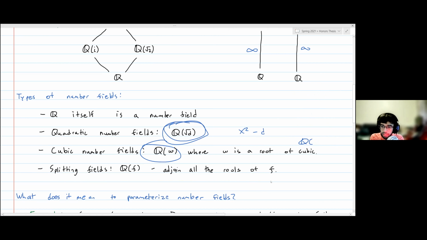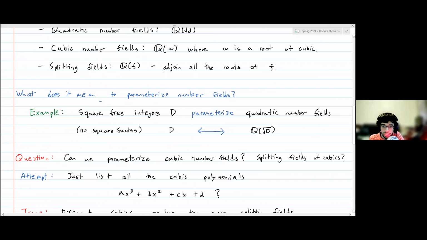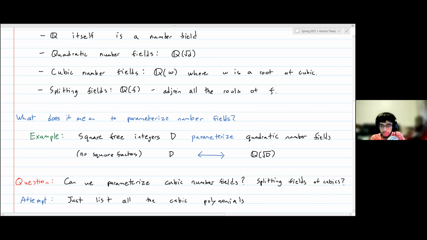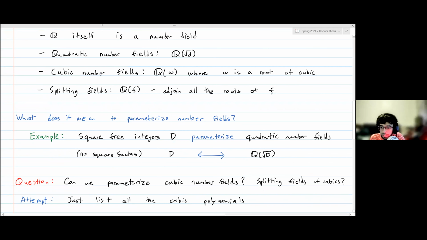Okay, so those are different types of number fields. And what does it mean to parameterize number fields? The square-free integers D, by square-free, I mean it contains no square factors, parameterize all of the quadratic number fields. So if I have a square-free integer, then Q adjoin square root of D is going to be a quadratic number field. And every quadratic number field is of this form. So I've parameterized all of the quadratic number fields. Again, if D is square-free, then square root of D is irrational, so it's not in Q, and then this is a new number field.